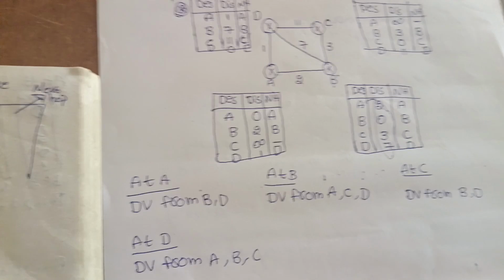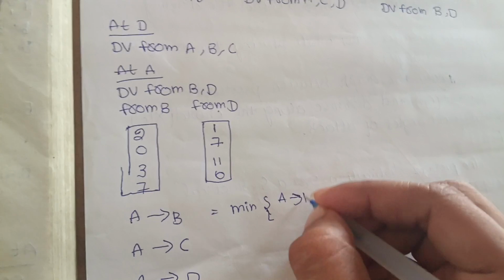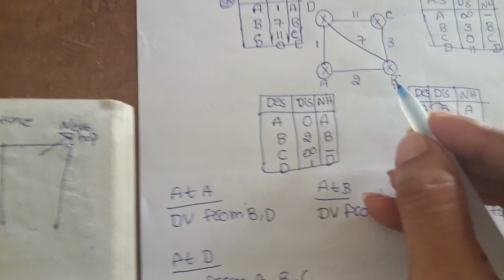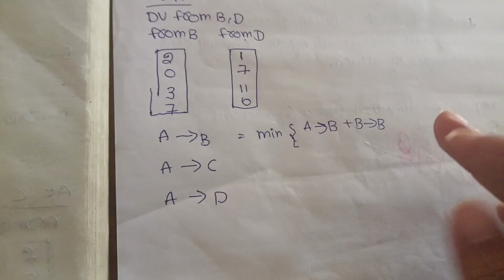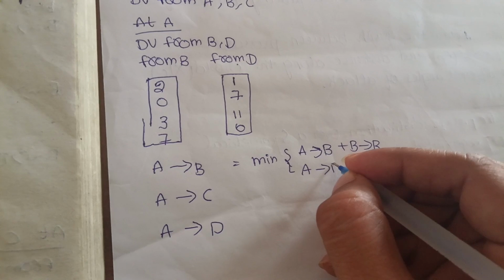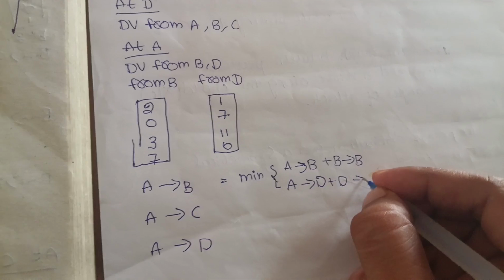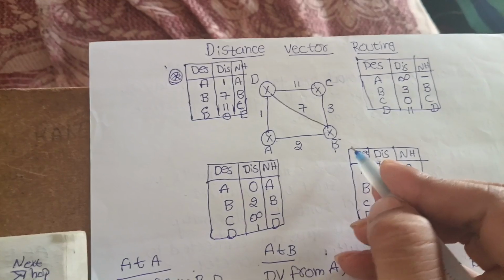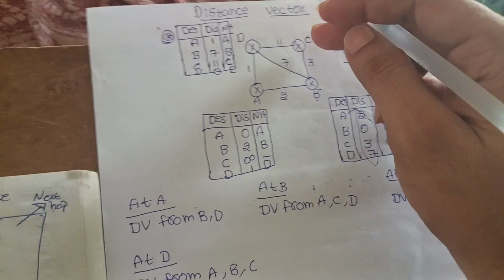A to B direct mapping, A to B plus B to B, one way. A to B, next node is B, so B to B. Next, A to B: A to D plus D to B. We want to go to B as A to D and D to B. Again another way is A to D, D to C, C to B.